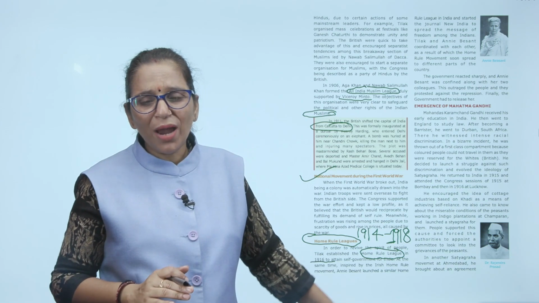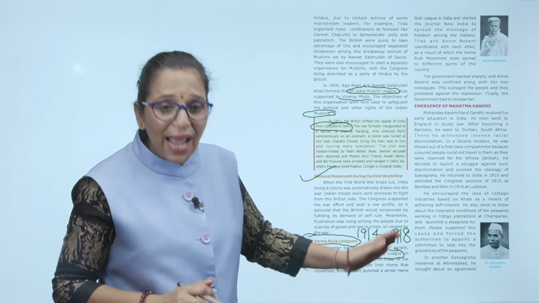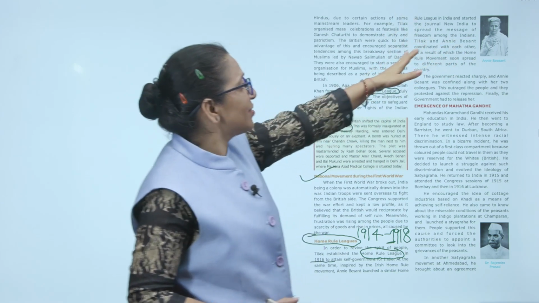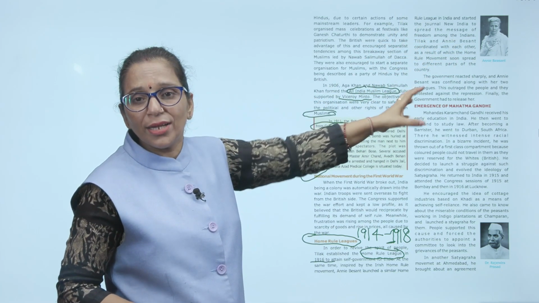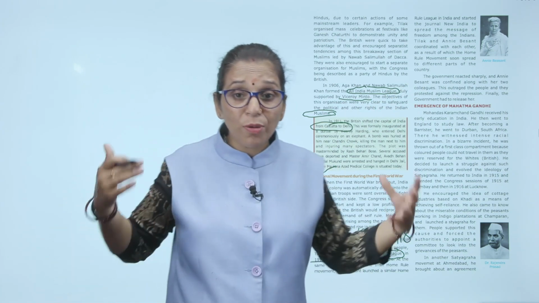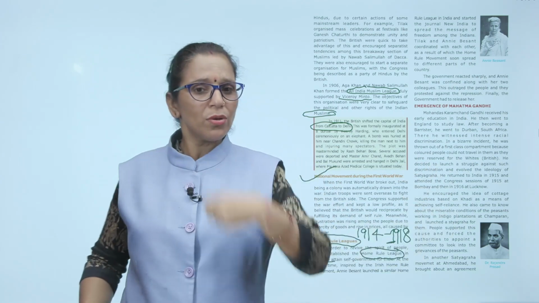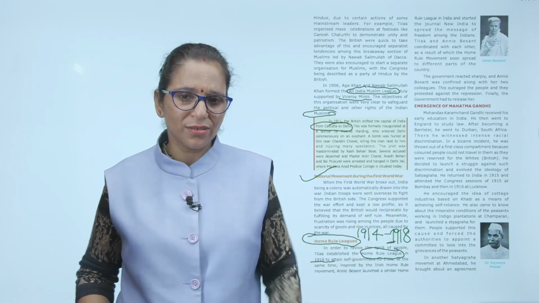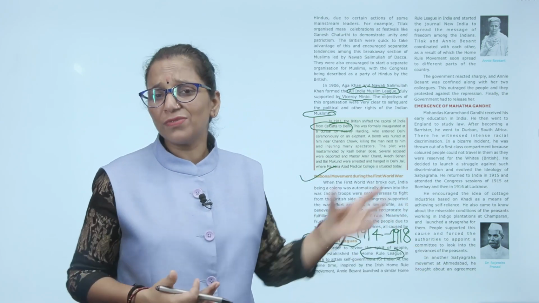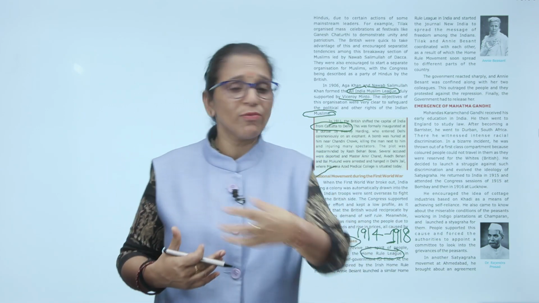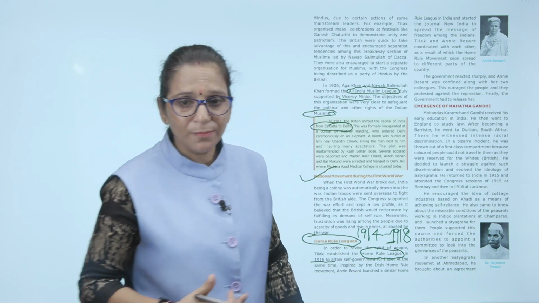At the same time, inspired by the Irish Home Rule movement, Annie Besant also launched a similar Home Rule League in India and started the journal New India to spread the message of freedom among Indians. Think that you people are free. Now you have to rule over India. That is the Home Rule movement. It started and spread to different parts of the country with the efforts of Tilak and Annie Besant. The feeling of self-governance was spread among the people.